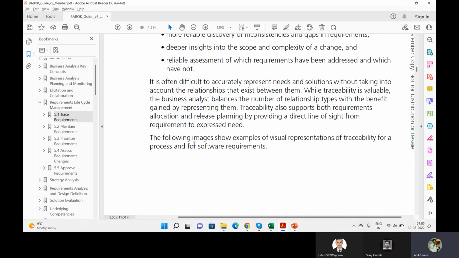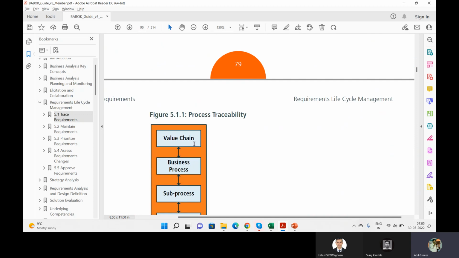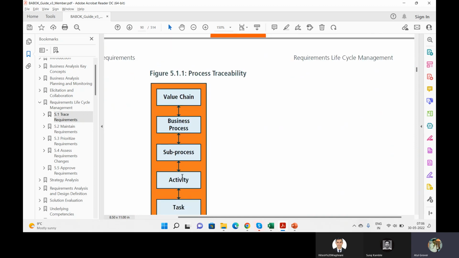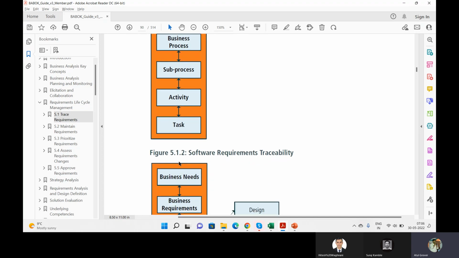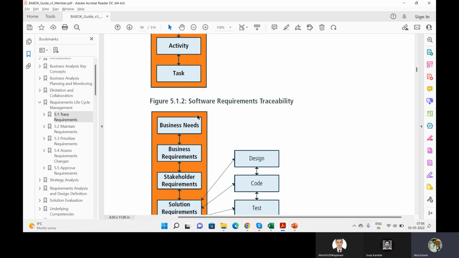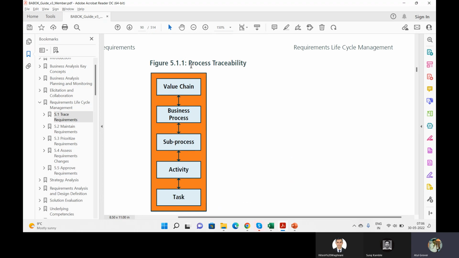Okay. Now if I show you the visual representation, this is how process traceability works. It starts from the value chain, then you have a process, sub process, activity, and a task. This is a normal one, process traceability, on the process level. Again, don't confuse it, it is not for everyone, it is a process.